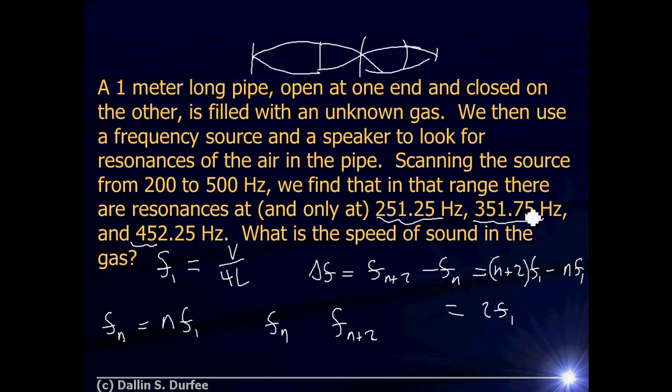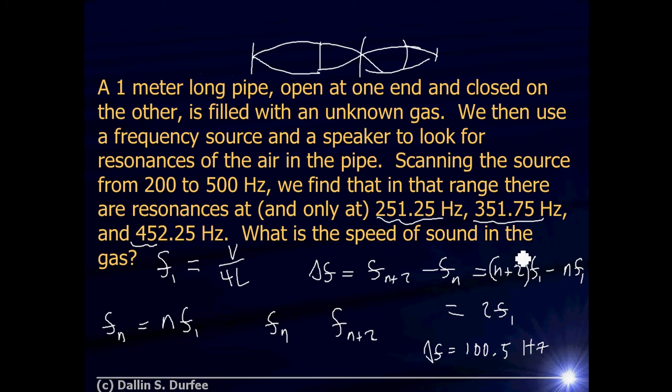Same thing if I go from this one to this one, right? That difference will give me 2 times the fundamental frequency. And if you look at these, it turns out that they differ by, it looks like delta f is equal to 100.5 hertz, all right? So that tells me that the fundamental frequency is just going to be half that, right? So the fundamental frequency is going to be 50.25 hertz. All right, so what I did is I looked at differences in frequencies, and from knowing the difference, I could find the fundamental frequency. And that turned out to be 50.25.